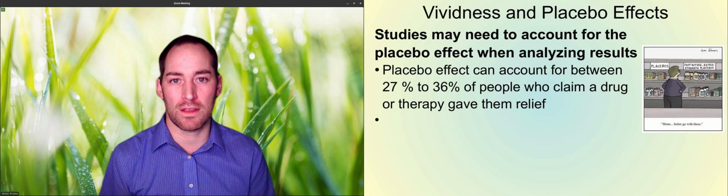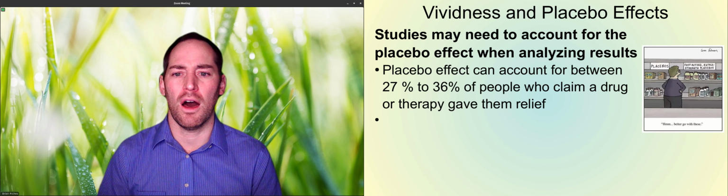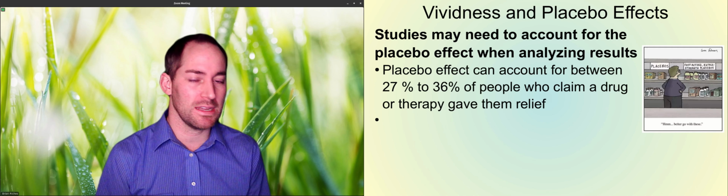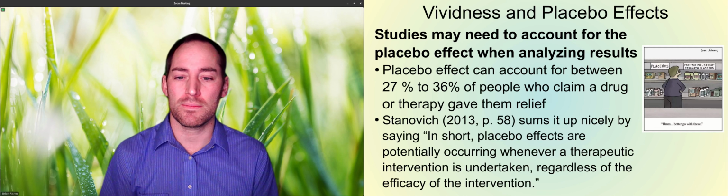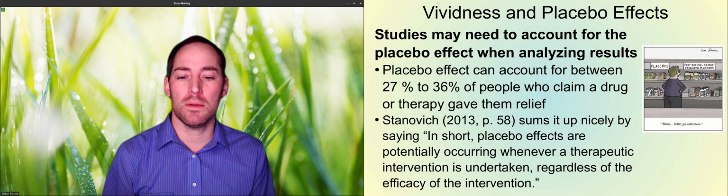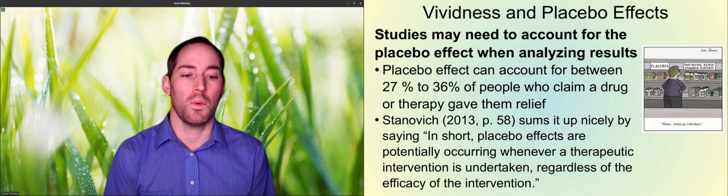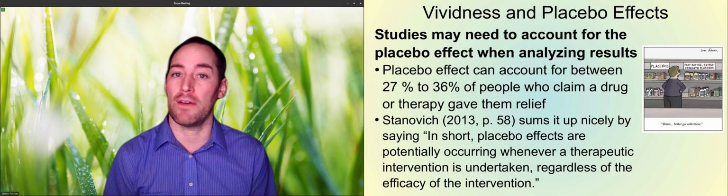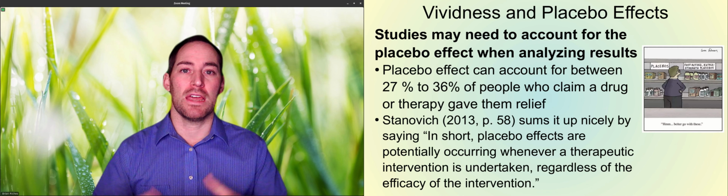And there's a variety of ways. We won't go into a ton of detail on the specific ways to take that out of the statistics, but it is possible. So Stanovich has a good summary of this. In short, placebo effects are potentially occurring whenever a therapeutic intervention is undertaken, regardless of the efficacy of the intervention. So this also means, let's say there's two treatments.